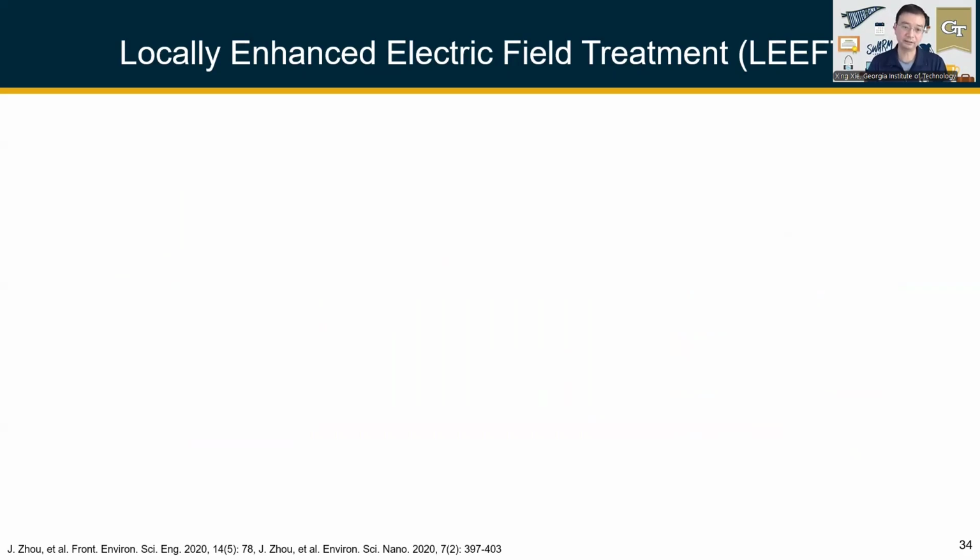The idea is that instead of generating a uniform electric field using two parallel electrodes, we want to locally enhance the electric field. In that case, we don't need to apply a very high voltage. We just need to apply a very small voltage, but at certain locations in the treatment chamber, we have a very strong electric field that's strong enough to kill the microorganisms. There are two strategies to allow us to realize this locally enhanced electric field strength.